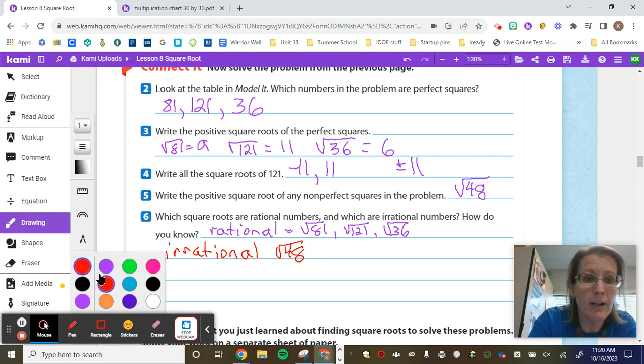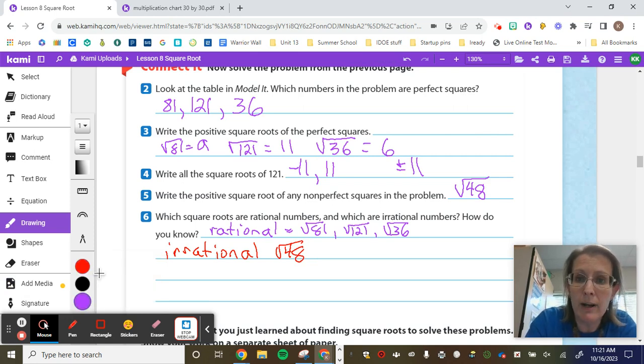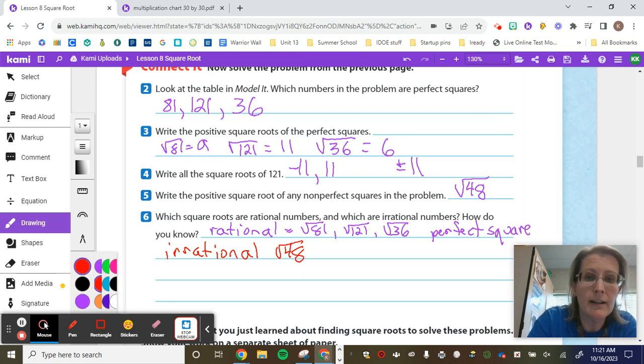And I should have answered, how do I know? I know the rational ones because they were perfect squares, because they were on that yellow diagonal. And I know the irrational one was because it is not a perfect square.